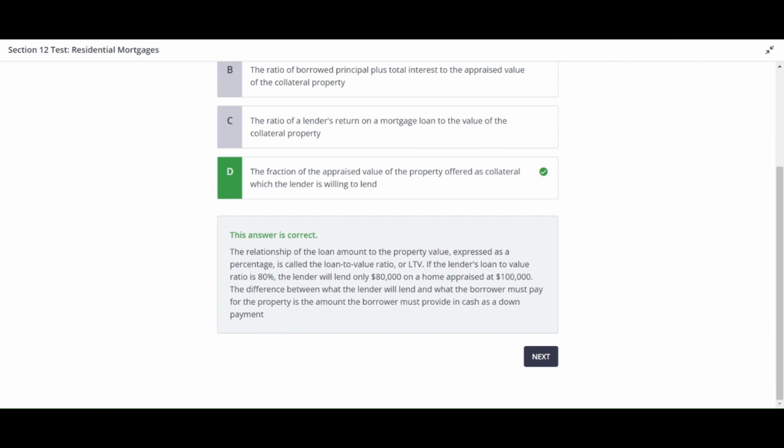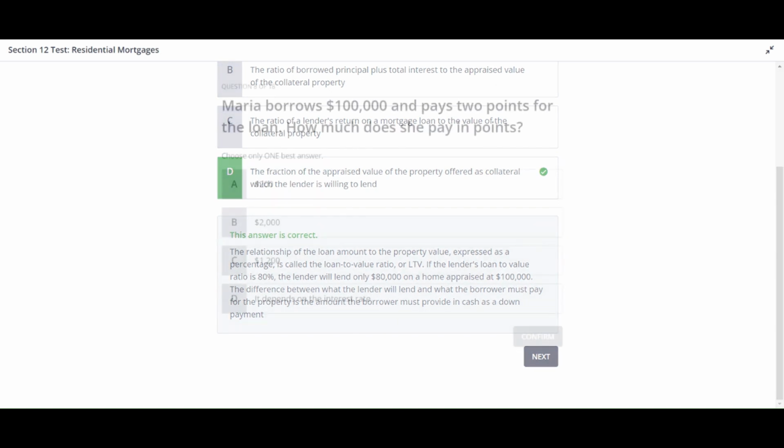Firstly, let's understand what loan-to-value ratio is. Well, the relationship of the loan amount to the property value, expressed as a percentage, is called the loan-to-value ratio, or LTV. If the lender's loan-to-value ratio is 80%, the lender will lend only $80,000 on a home appraised at $100,000. The difference between what the lender will lend and what the borrower must pay for the property is the amount the borrower must provide in cash as a down payment.